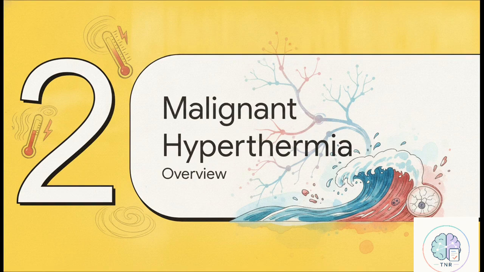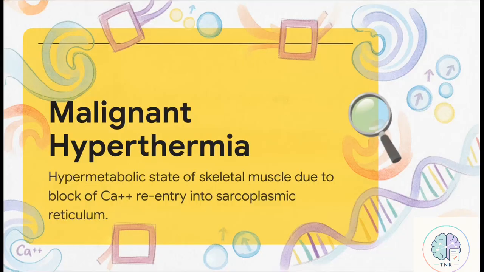All right, moving on to part 2. What exactly is malignant hyperthermia? Let's take a look at the foundational definition. By definition, malignant hyperthermia, or MH, is a hypermetabolic state of skeletal muscle. This happens because of an idiopathic block of calcium ion re-entry into the sarcoplasmic reticulum of the muscle cells. Basically, the muscle cells can't relax, so they just go into total metabolic overdrive.